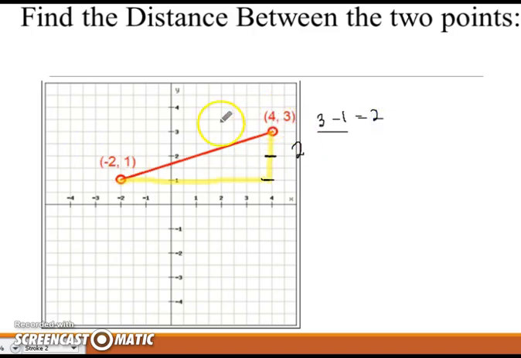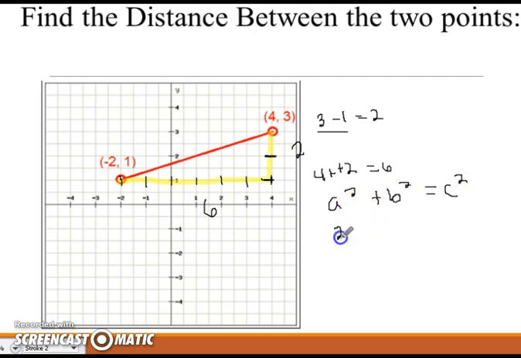And if we subtract our x coordinates, 4 minus a negative 2, adding the opposite, we end up with 6. And if you count with the units, now that I realize the units are intervals of 2, we have 1, 2, 3, 4, 5, and 6 for those. So this was a length of 2, this one is a length of 6. Now we can use our Pythagorean theorem. a squared plus b squared equals c squared. So 2 squared plus 6 squared equals c squared. 4 plus 36 is equal to c squared. And 40 is equal to c squared.